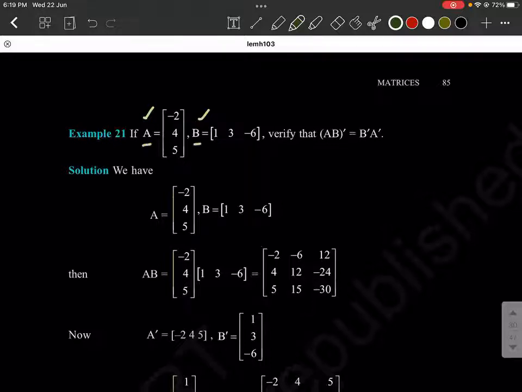Okay. If you have two matrices where the first one is a column matrix of order 3 cross 1, and this is of the order 1 cross 3, then what will the order of the matrix AB be?